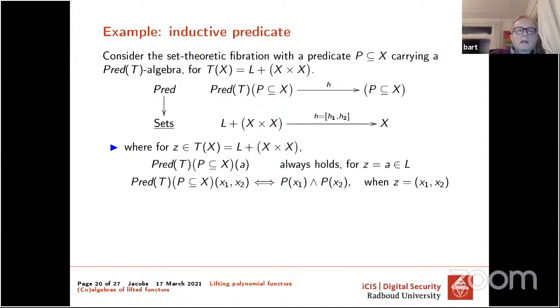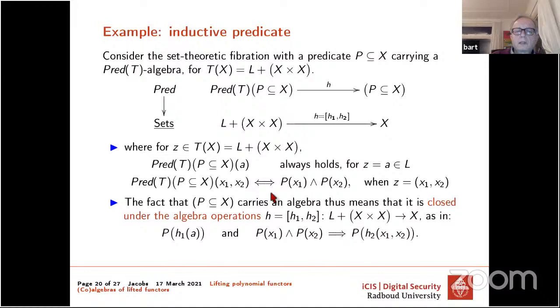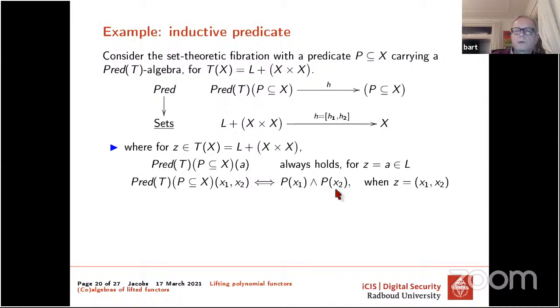And what this amounts to is that if I have an element Z in T of X, which is L + X × X, this Z can be either of the form A, a label A in L, or a pair X1, X2. Now, this predicate on A always holds, it's true. Remember that on constants we use the interpretation of truth, and on a pair, the requirement is that predicate P holds for both X1 and for X2. And this follows from the conjunction that's used in the definition of a product of relations.